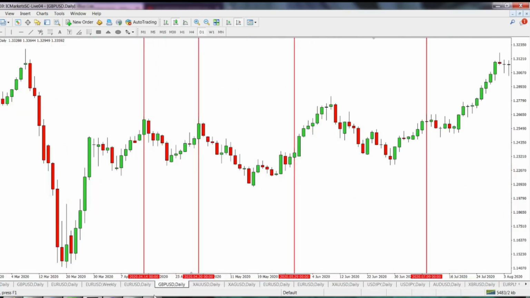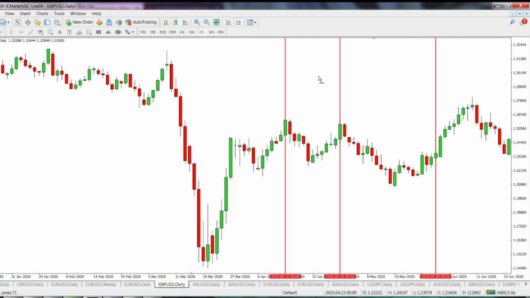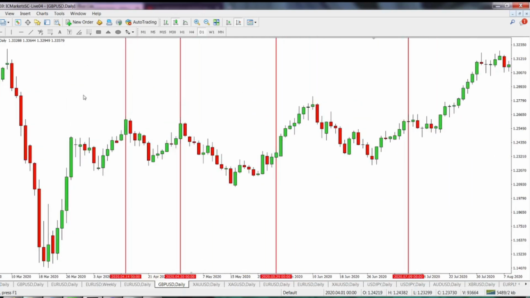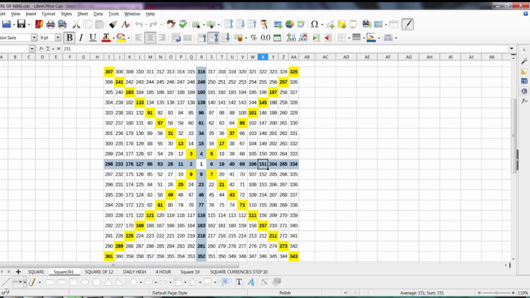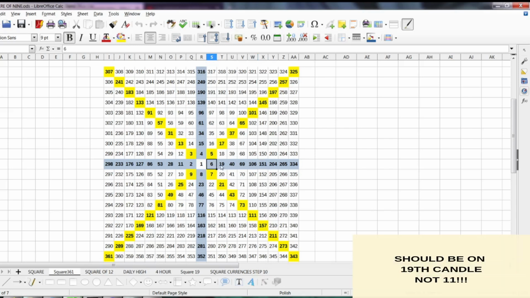I've got here Great British Pound USD, which I tried. I did it already in advance, so as not to waste your time. We got such a situation. We got an impulse here, let's say. First impulse, let's get this one, which consists of 1, 2, 3, 4, 5, 6 candles. Let's say the impulse is 6 candles. So when you go to the square of 9, here we got 6. All right, so the next one should be on the 11th candle from the starting point.